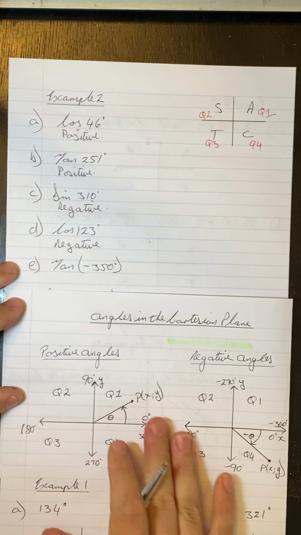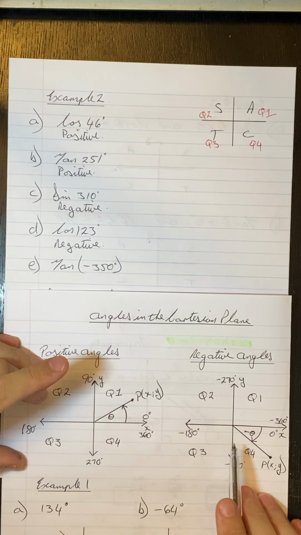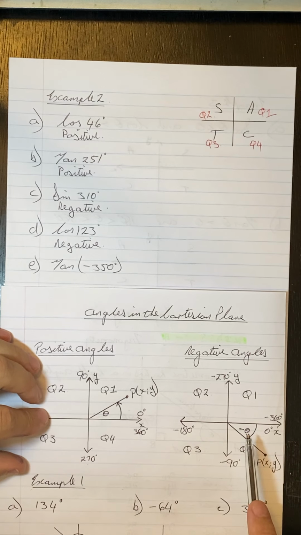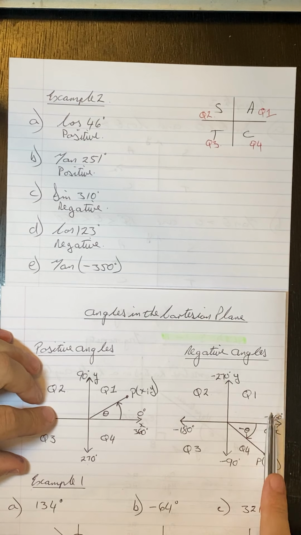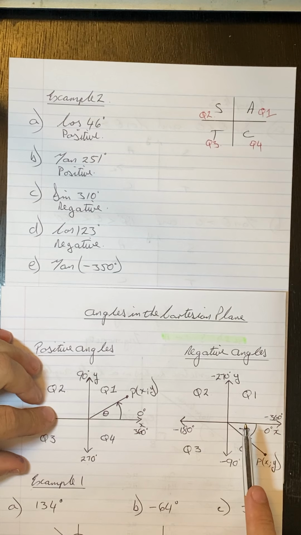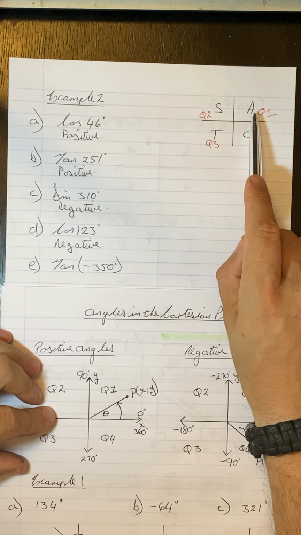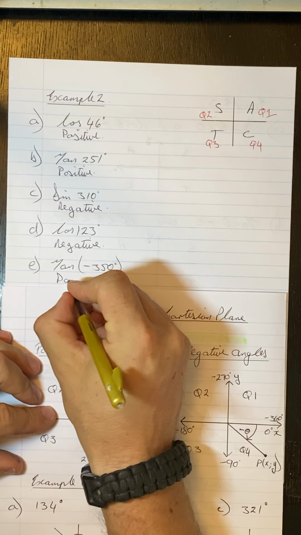Moving on to the next one, tan negative 350. Now what we have to do is we need to use this over here. Negative 350 lies between negative 270 and negative 360, so we are in quadrant 1. If we have a look at quadrant 1, all trig functions are positive there. So whatever this is would be a positive value.